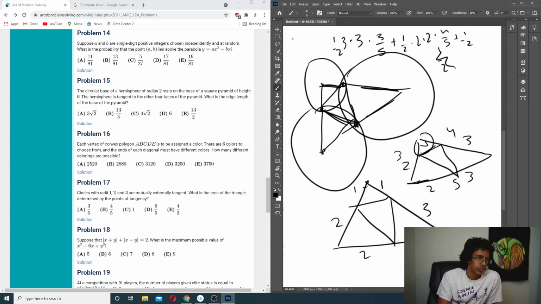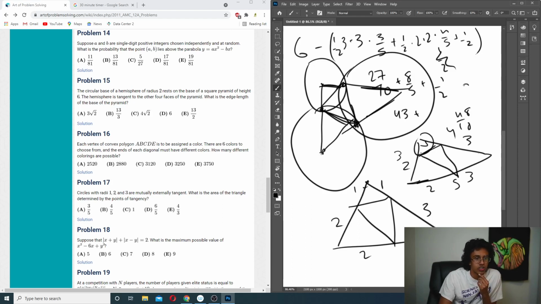So we got to subtract that from the overall area, which is 3 times 4 over 2, which is 6, minus all that. And what do we get? You guys get to see me do math in real time. A very epic 27 over 10 plus 8 over 5 plus 1/2, and that basically gives us 16 plus 27 is 43 plus 5 over 10, which is 48 over 10, which is 24 over 5.